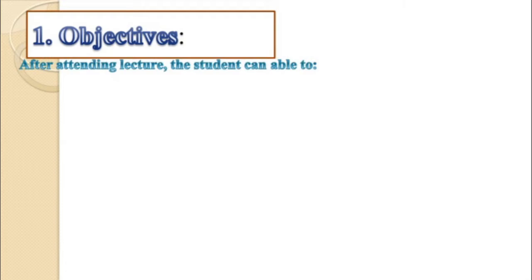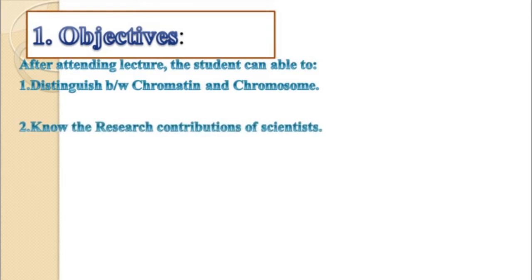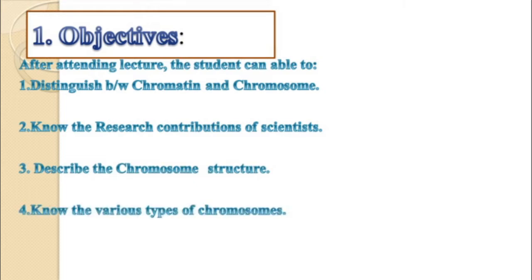After attending this lecture, a student will be able to distinguish between chromatin and chromosome, know the research contributions of scientists regarding chromosomes, and describe the chromosome structure. He or she can know the various types of chromosomes, and explain the functions of chromosomes.